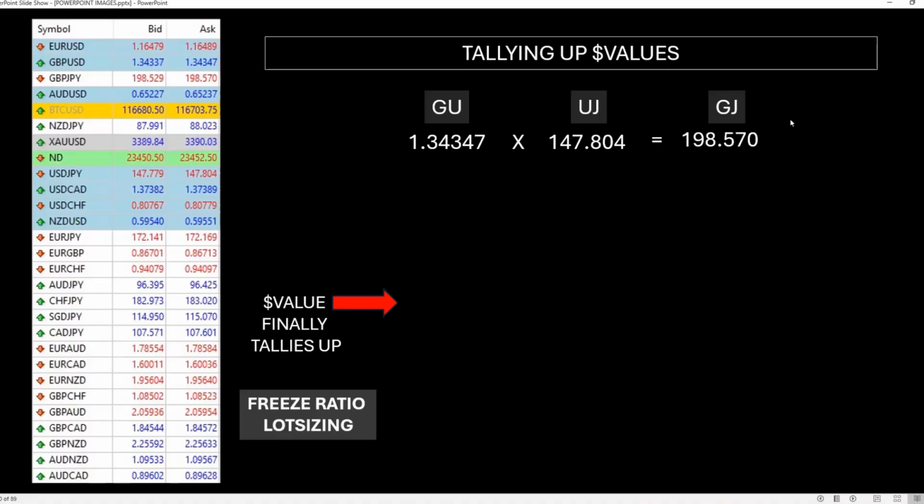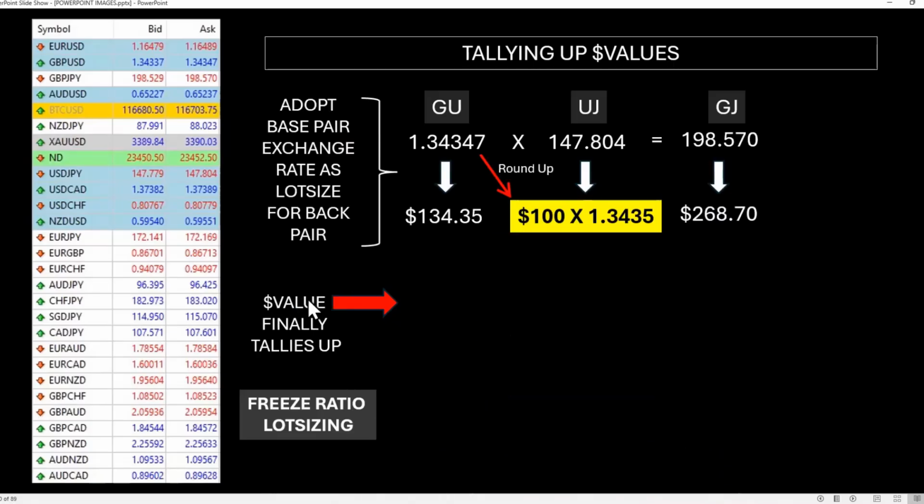Okay, let's press on. So how do we tally up everything, especially the dollar? How do we do it? Simple. I cannot explain why this is the case mathematically because it's too complicated, but just trust me, this is the answer. Just adopt the base pair exchange rate as the lot size for the back pair. That's all. If you do that, presto, you are fully hedged.